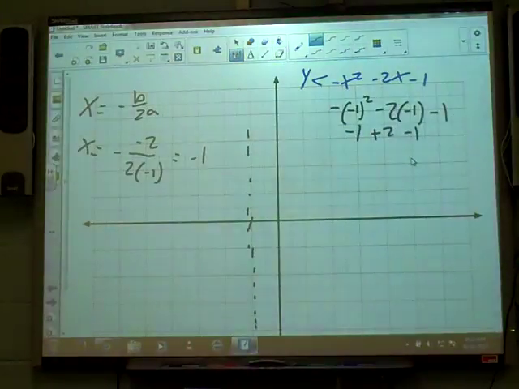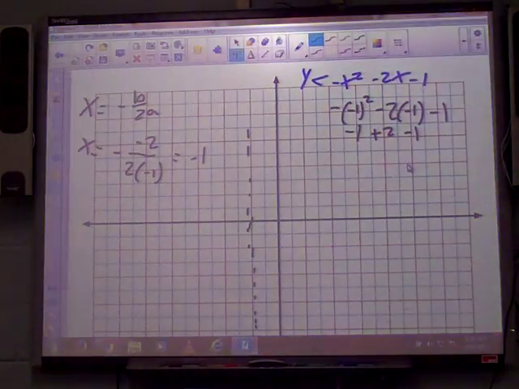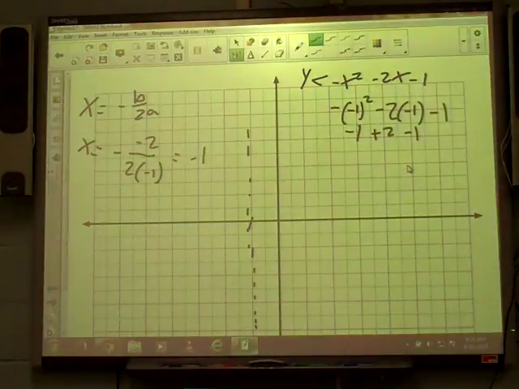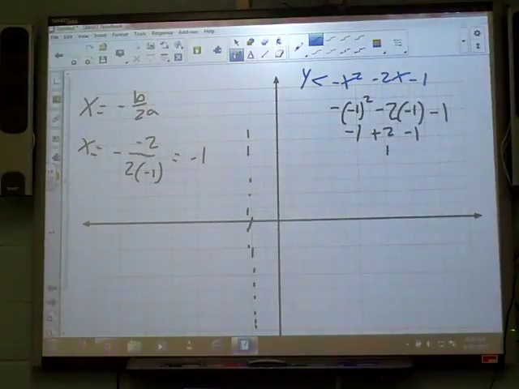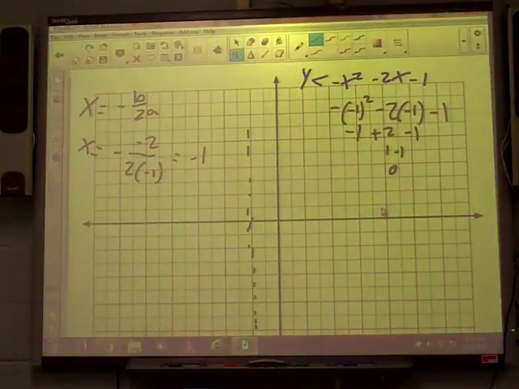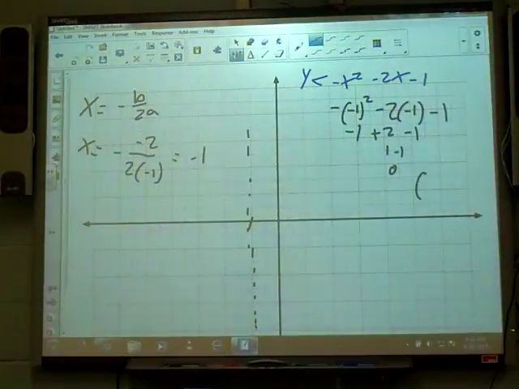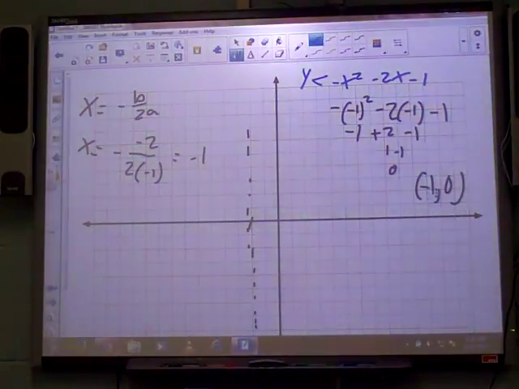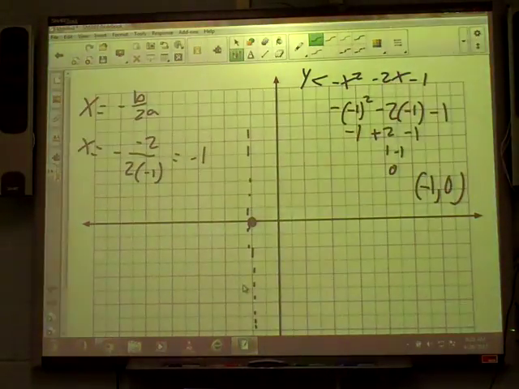So why'd you do the square first? I did my squared first because the order of operations says exponents come before multiplication. Negative 1 plus 2 is 1. And 1 minus 1 is 0. So that means that my vertex of this parabola, I got an x of negative 1 and a y of 0. So there is the vertex.